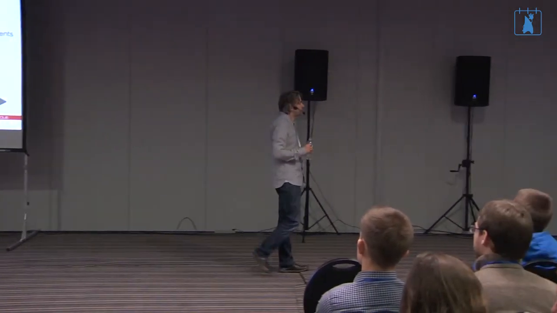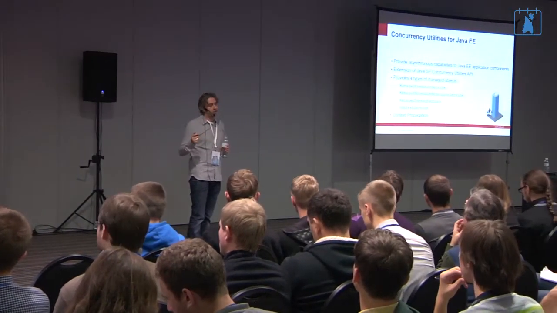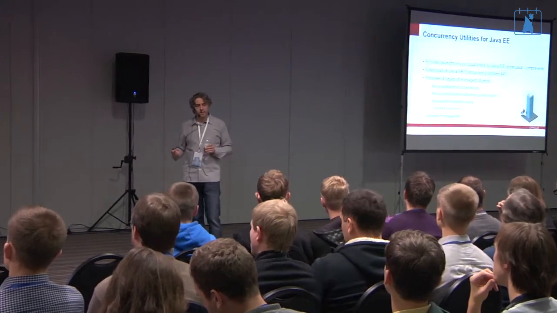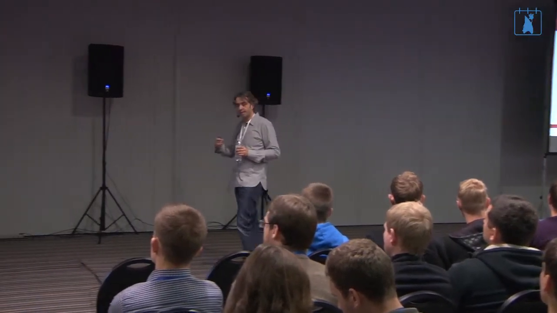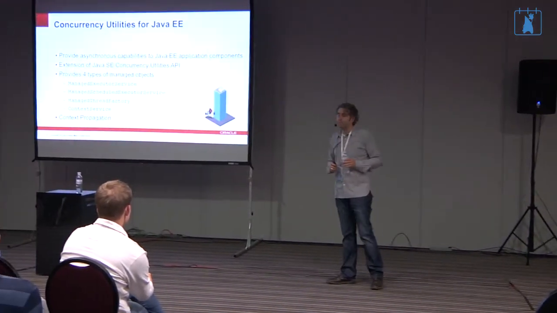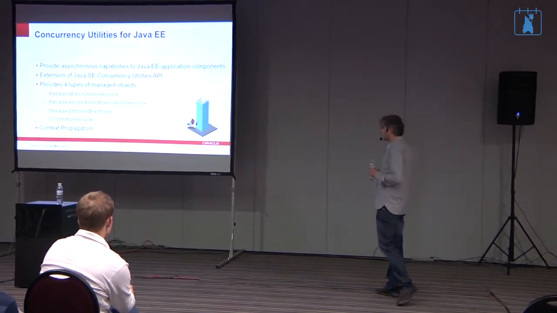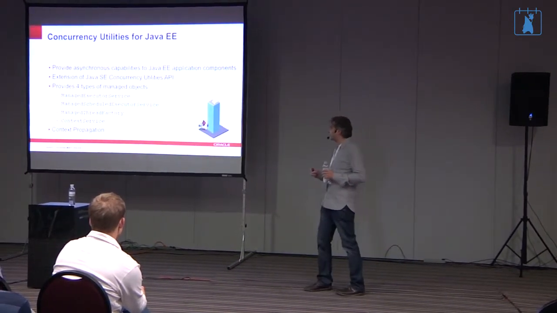That's what we are solving with this JSR. So this JSR provides asynchronous capabilities to Java EE applications by leveraging the java.util.concurrent package we have in Java SE. So we can use all those constructions in a safe way in a managed environment. It provides 4 types of managed objects: managed executor services, the managed scheduled executor services, and the managed thread factory.